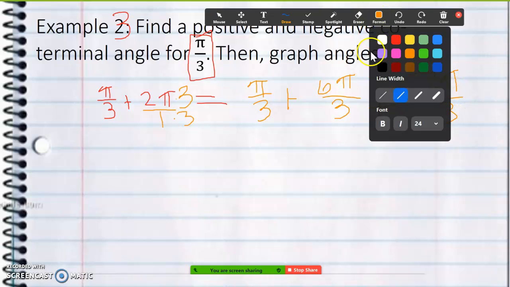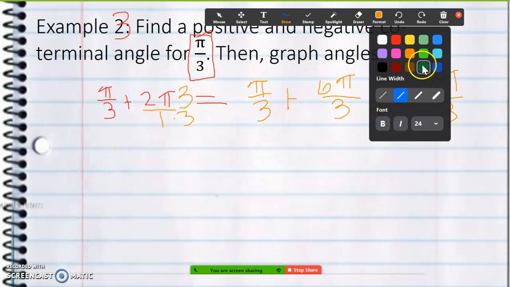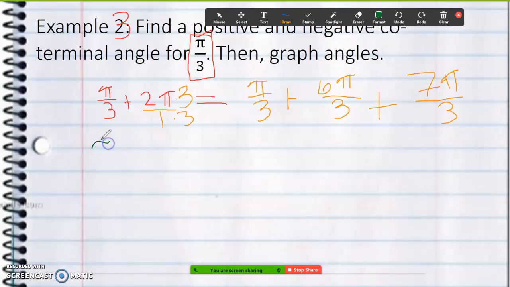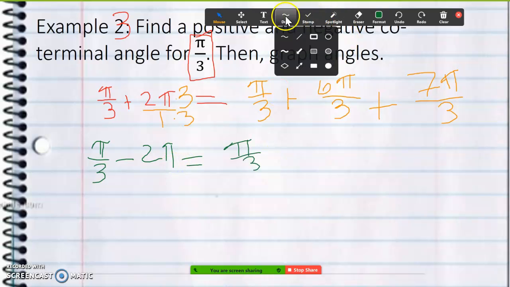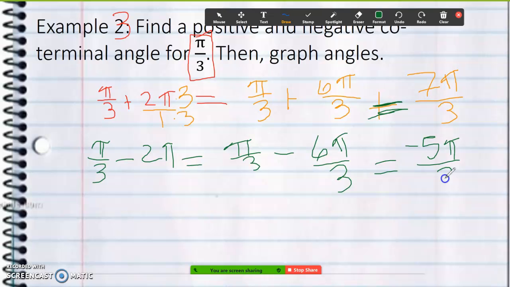Now I'm going to do the same thing, but I'm going to subtract. So I have pi over 3 minus 2 pi. So pi over 3 minus, and we already know 2 pi is 6 pi over 3. Oops, that should be an equal sign, sorry. So pi minus 6 pi is negative 5 pi over 3.